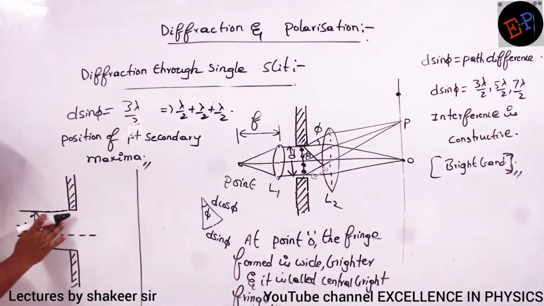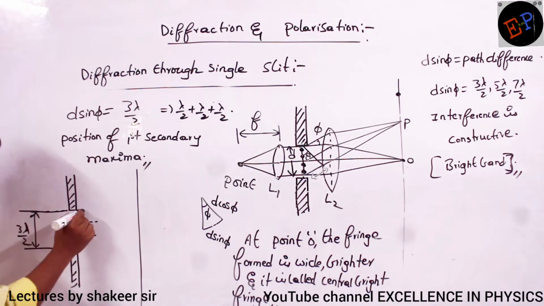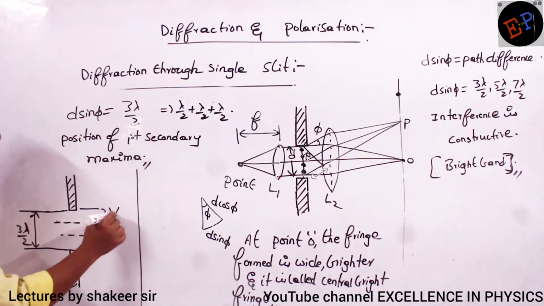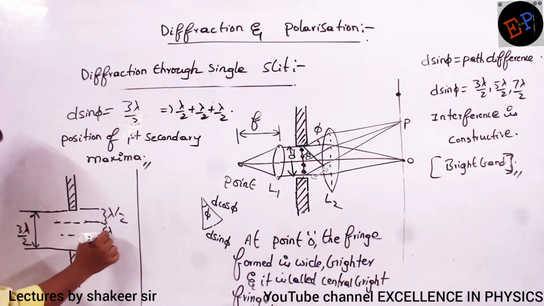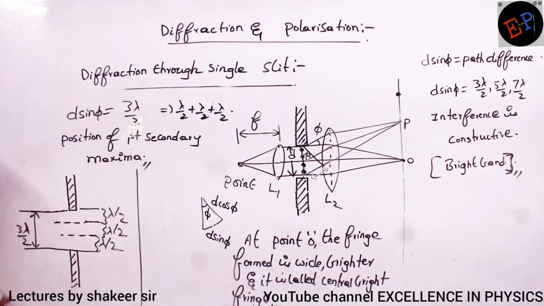First region, second region and third region. Okay? Now can you say what is the path difference between these two? Lambda by 2. Path difference between these two? Lambda by 2. That's all. Clear, no?